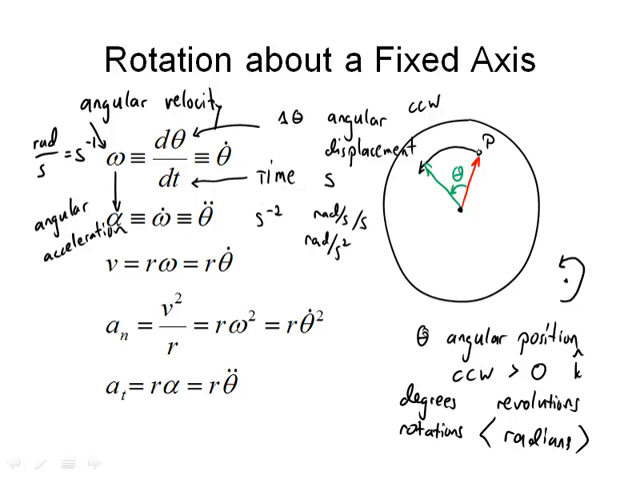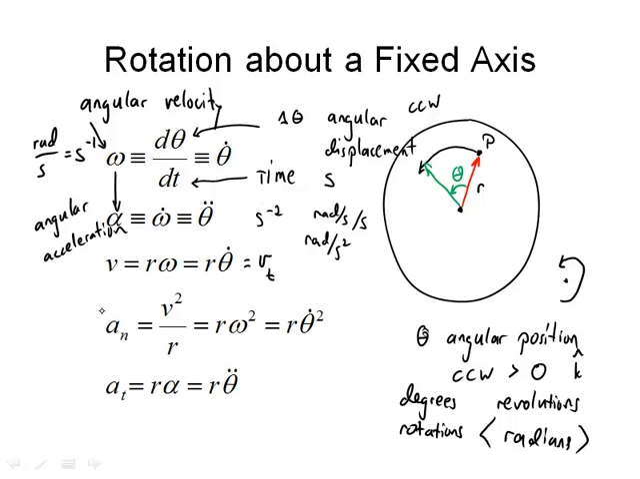Then the point P, as this object rotates on a fixed axis, also has a speed associated with it. Notice this is a scalar quantity. Speed is equal to r, the distance from the axis of rotation to the point P, times omega. Keep in mind, omega and theta dot are the same thing. So the speed is r omega. That's often referred to as the tangential component of the velocity.